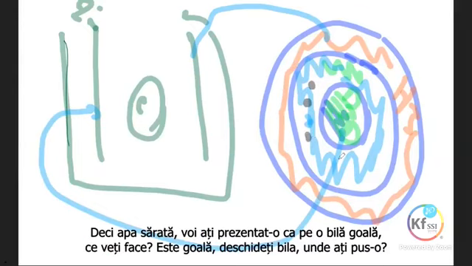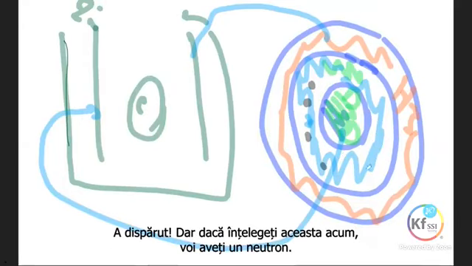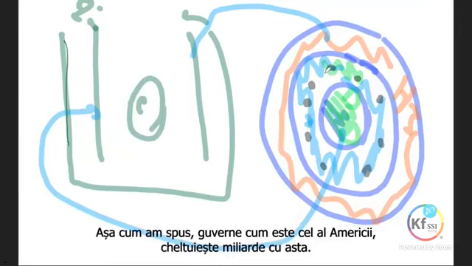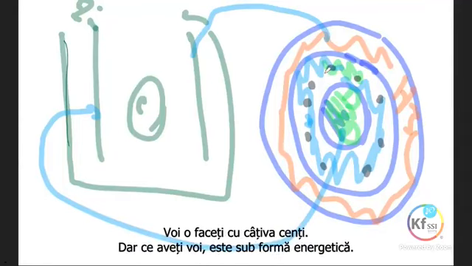So your salt water, you show us empty balls. What are you going to do with it? You open the ball, where are you going to put it? It disappears. But if you understand this, now you have a neutron. This is the easiest way you can produce neutron. As I said, governments like America spend billions on it. You're doing it with sense. But you have it in its energy form.